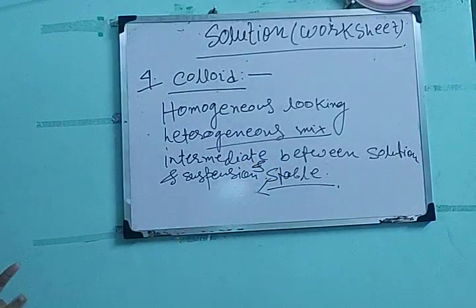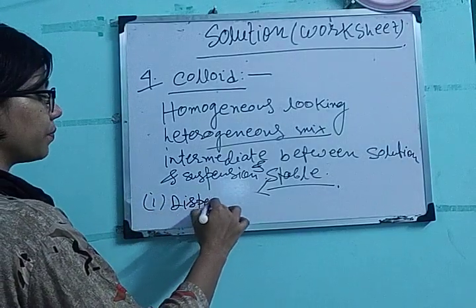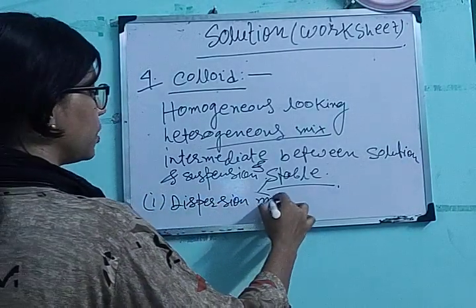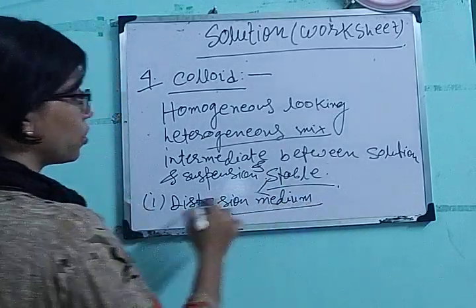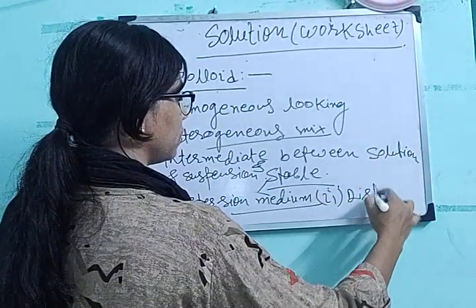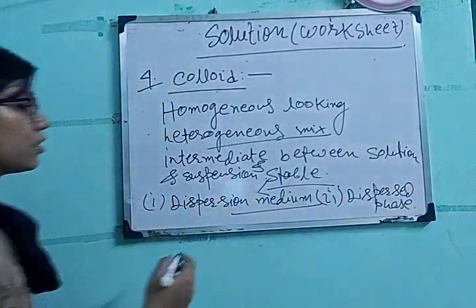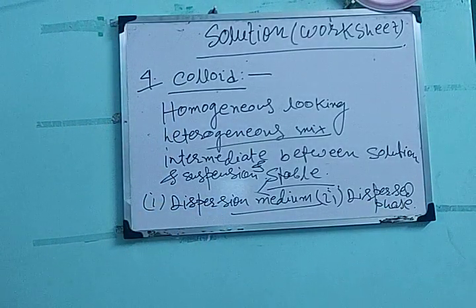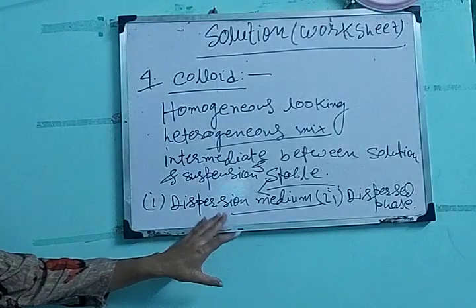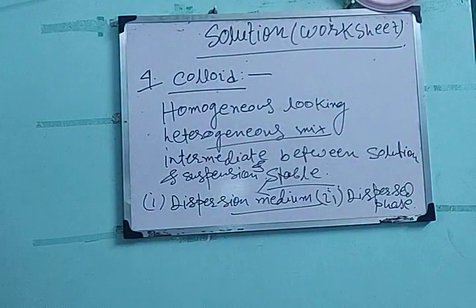There are two phases in a colloid: dispersion medium and dispersed phase. You can consider the solute and solvent as dispersion medium and dispersed phase. The substance present in higher amount is the dispersion medium, and the smaller amount is known as the dispersed phase.